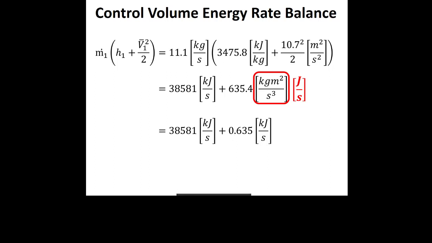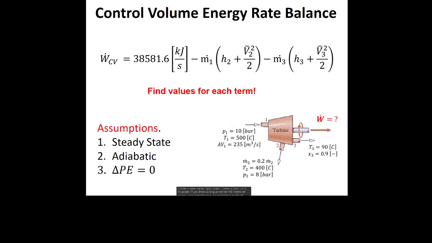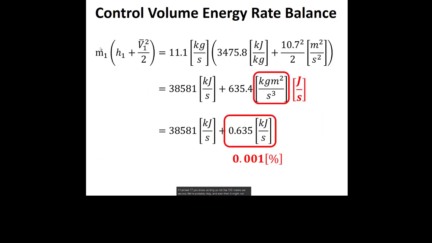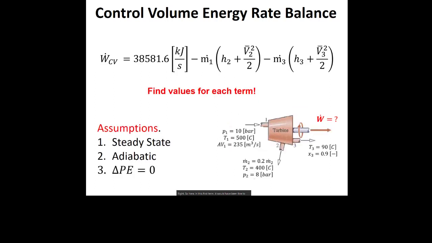So you can see here that the kinetic energy term, even though we're squaring that velocity, doesn't really matter. It doesn't matter if I picked 10 or if I picked 17. As long as it's not like 100 meters per second, we're probably okay. And even then, it might not get all that important. So here, the kinetic energy portion of this term was a very small fraction of a percent of the total energy. So here in this first term, it would have been fine to neglect the kinetic energy at this first port.